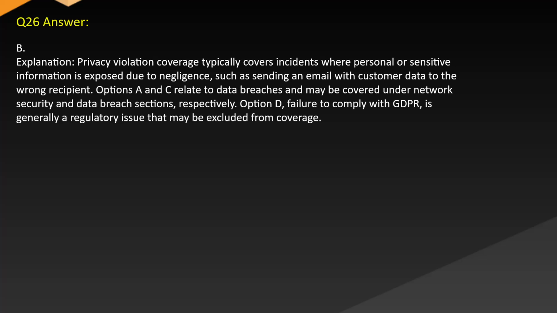Answer: B. Explanation: Privacy violation coverage typically covers incidents where personal or sensitive information is exposed due to negligence, such as sending an email with customer data to the wrong recipient. Options A and C relate to data breaches and may be covered under network security and data breach sections, respectively. Option D, failure to comply with GDPR, is generally a regulatory issue that may be excluded from coverage.